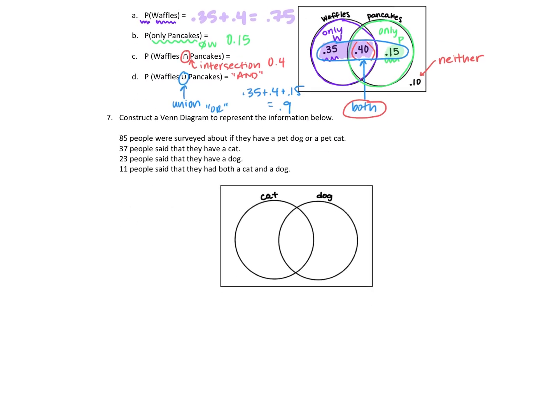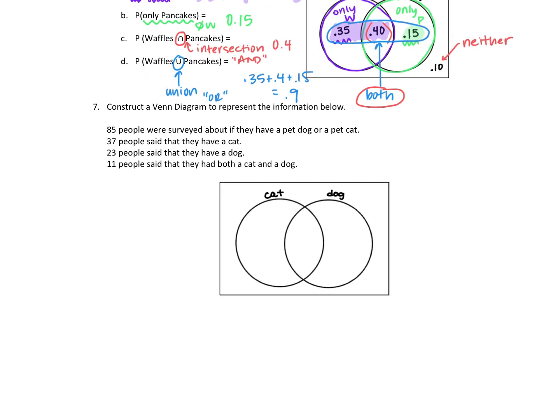The very last question asks us to create our own Venn diagram. Again, we have to be careful with the wording of the information given to us. It says that 85 people were surveyed about whether they have a pet dog or a pet cat. We know it's possible for people to have both, and also possible for people to have neither a pet cat nor a pet dog. So we want to keep those possibilities in mind as people answered.